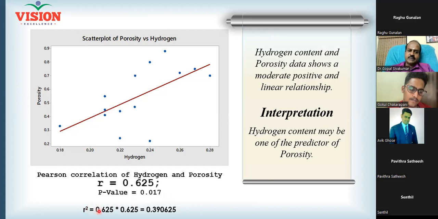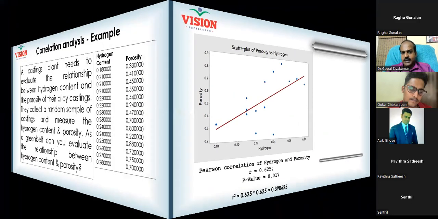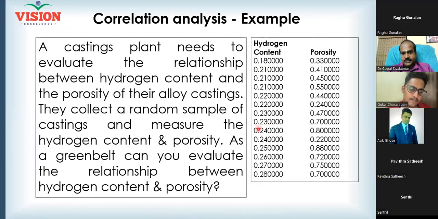And the coefficient of determination, R square, is 0.625 times 0.625. That means 0.39 is the coefficient of determination, which is R square. That means 39% of the problems of porosity are caused by hydrogen content.